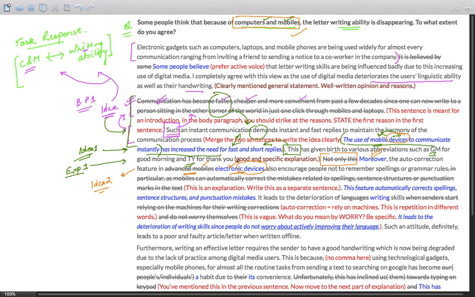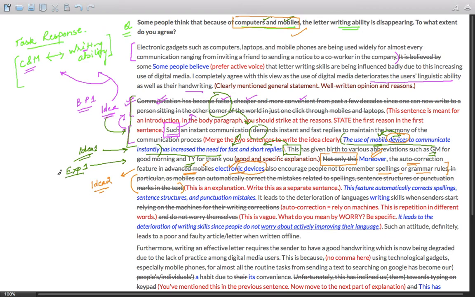So devices, electronic devices. I hope it is clear. Now the next problem begins over here. The idea ends with the grammar rules: that electronic devices, the autocorrection function is preventing people from remembering spellings and grammar rules. The remaining portion over here is an explanation.